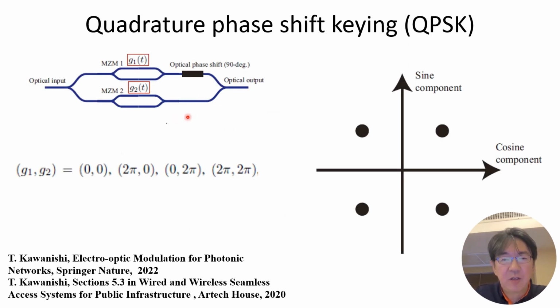By using the vector modulation, we can generate various types of signal. This is an example, QPSK, quadrature phase shift keying. It has 4 symbols, as you can see here. We can generate the quadrature phase shift keying signal by using 4 pairs of the electric signal, as you can see here.